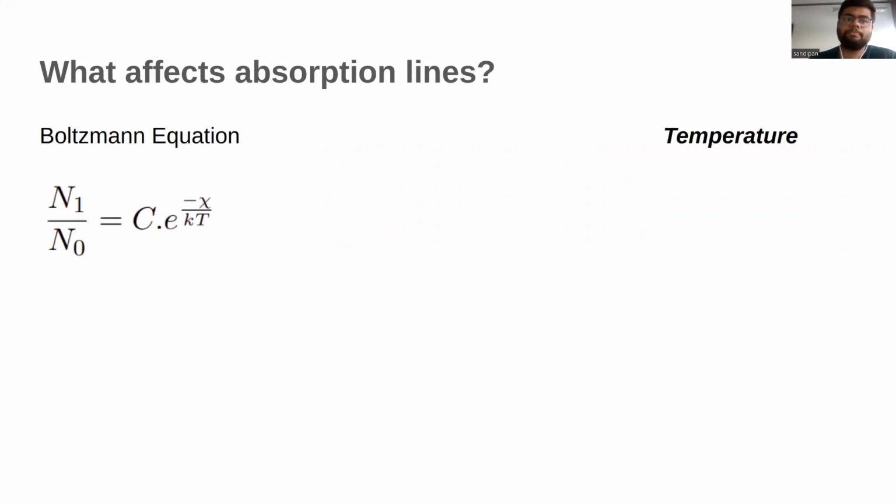Well, if you look at the Boltzmann equation, which gives you the ratio between the population density between two excited states, then you can see that it depends on the ionization energy and the temperature. Ionization energy is just the energy difference between two energy levels, so we can determine it through experiments. And the temperature is what is affecting here.